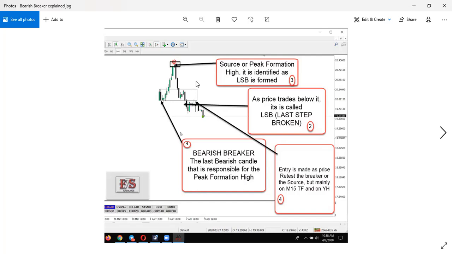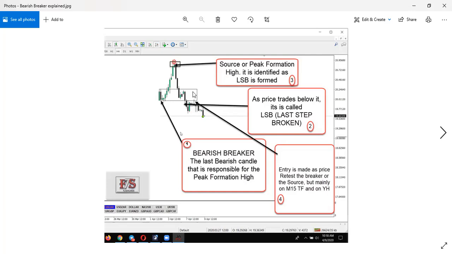Now look at this. This is a bearish breaker, because it's the last bearish candle that you see before the peak formation high. And as price trades below it, it is called LSB. As we identify the LSB, we pick the peak formation candle as our source. Now, like I said, we will not trade unless there is a retest. So price might do a retest on the breaker.